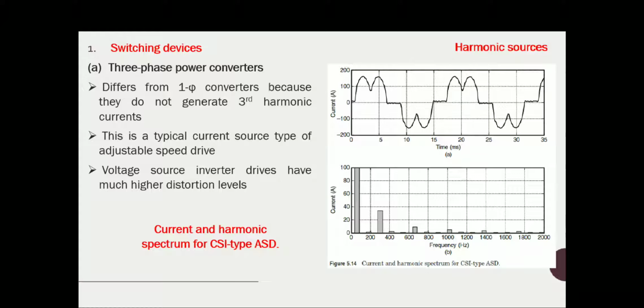As you all know, modern industrial facilities are characterized by widespread applications of nonlinear type of loads. And these loads can make up a significant portion of the total facility loads, and they inject harmonic current into the power system, which causes harmonic distortion in the voltage.